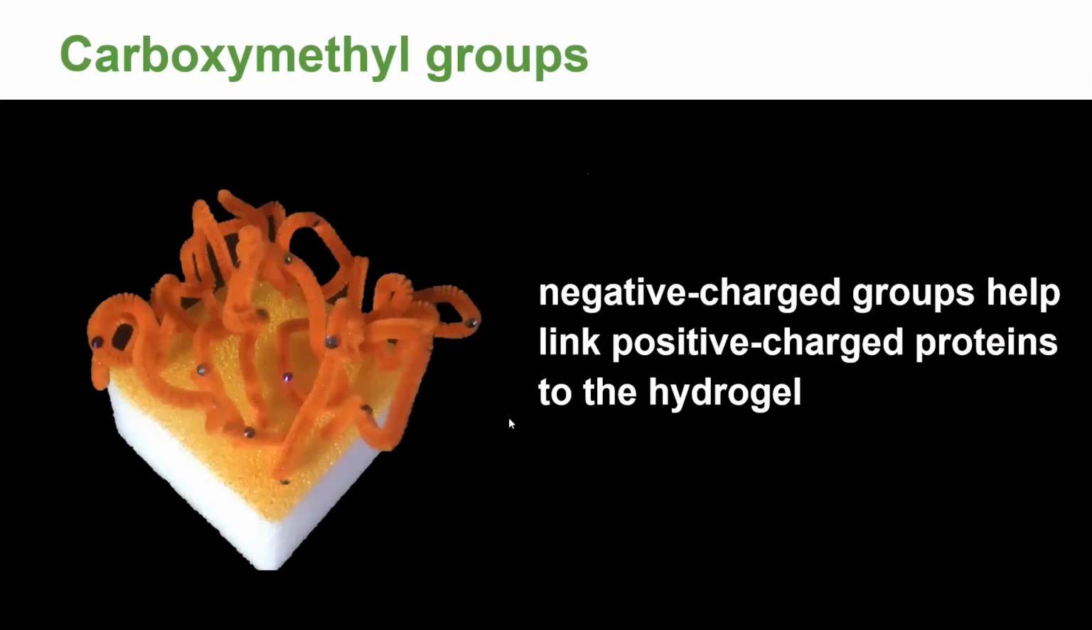So once we have a matrix on the chip, it needs to be loaded with carboxymethyl groups. And these provide a negative charge point for electrostatic preconcentration, which is a phenomenon that we use to get proteins to stick into the matrix so that they can be coupled.